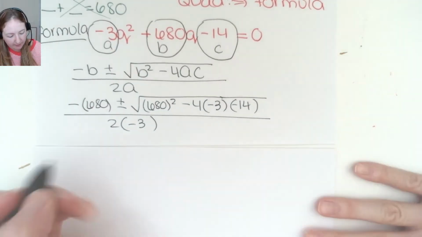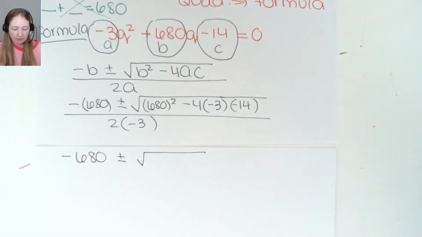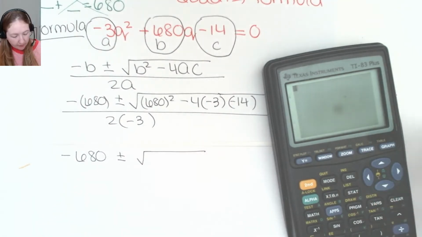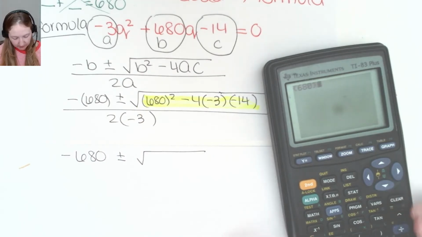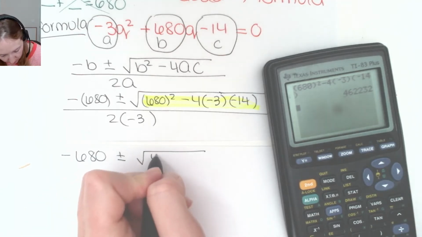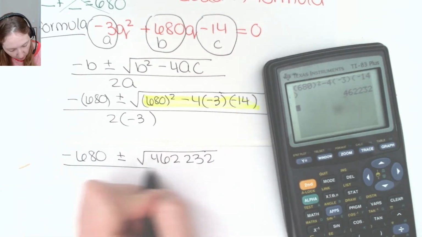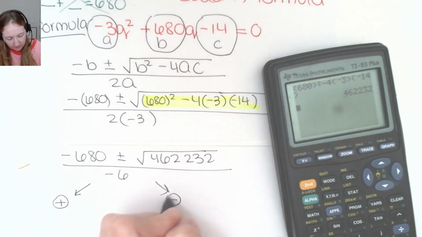That is going to simplify to negative 680 plus or minus the square root of, and remember here, I would just put all of this into your calculator, the quantity underneath the radical. So just put parentheses 680 squared minus 4, negative 3, negative 14, and that will give you 462,232 over negative 6. And that is not a perfect square, obviously. So what we have to then do is split this up into the plus case and the minus case.